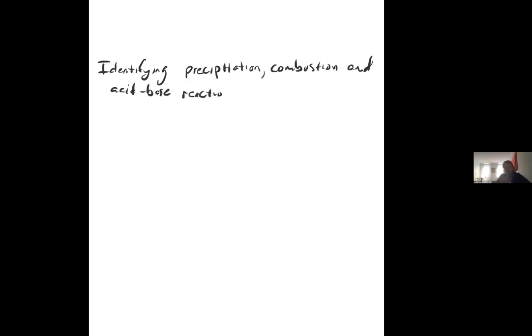Now this topic here is not really specifically about acid-base, but it's really about classifying. The title they give is Identifying Precipitation, Combustion, and Acid-Base Reactions. I like this one because we should have a big overview of what's happening. We should understand not just the nitty-gritty details of charges, but also have a big picture. Hey, what kind of reaction is this, right?